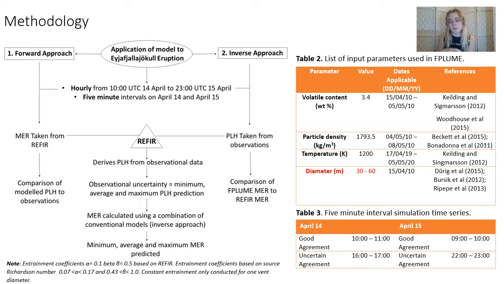And the 5-minute interval time series is listed in Table 3, and this was to assess the capabilities of both models at replicating this transient eruption. The primary input parameters, the entrainment coefficients, the plume height, and the meteorological profiles were consistent between both models to allow a comparison between the estimated mass eruption rates, but of course F-plume requires additional input parameters. These are listed in Table 2, and they were taken from the literature, but each had an associated uncertainty. So for some values, more than one value or a range of values was used for that.